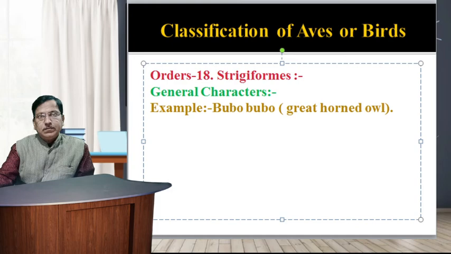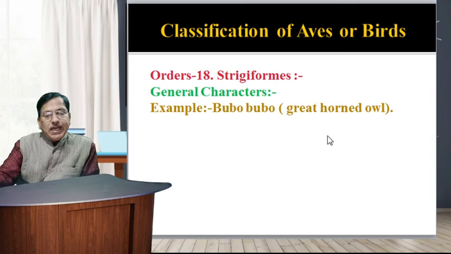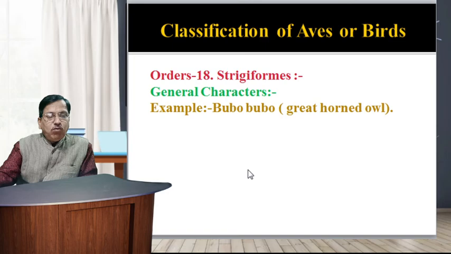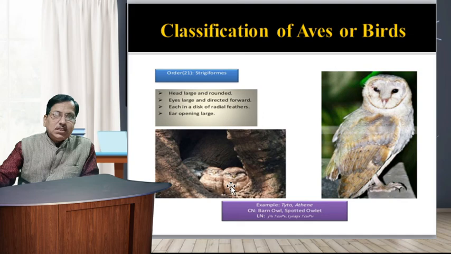In this order the general characters are: nocturnal birds with large rounded head, eyes large and directed in front, located in a disc of radial feathers, beak short, feet feathered up to the toes, claws sharp adapted for grasping prey. Example is Bubo, great horned owl. It lays its eggs in the nest in an old tree hollow.